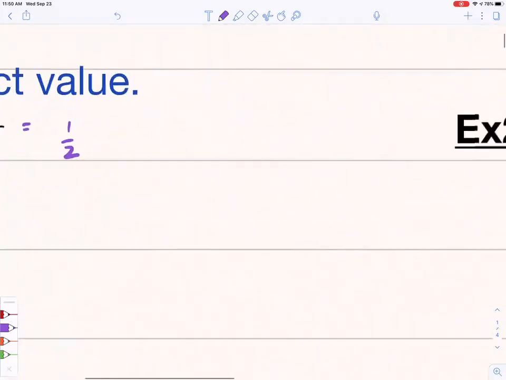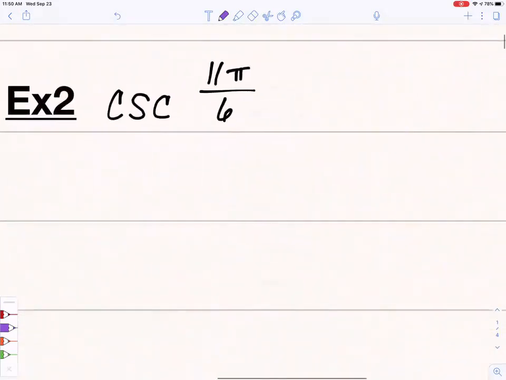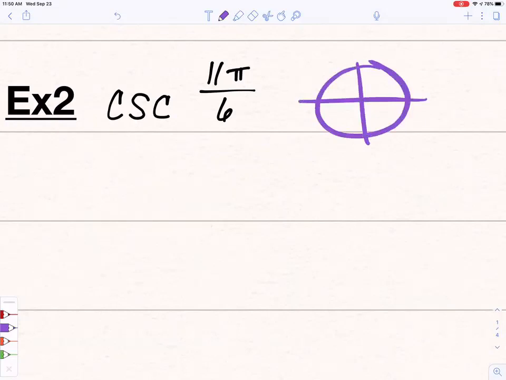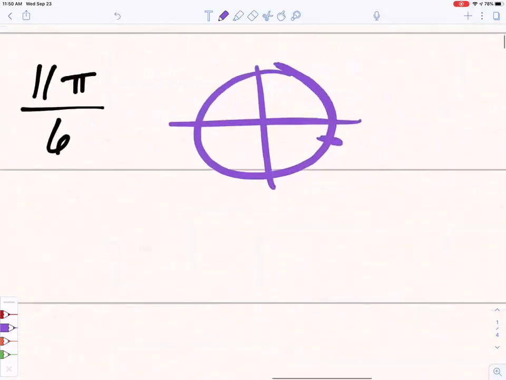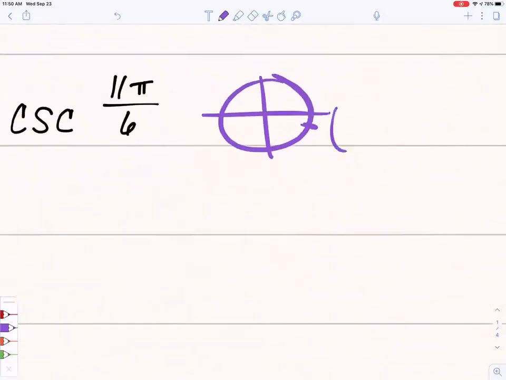So, okay, let's look at example 2. So what will we do first? Draw it. Where's 11 pi over 6? Fourth quadrant, where? The very last spoke, right before you get back to 2 pi. Okay, look at your longs and shorts. What's the coordinate? Root 3 over 2 is my x value. What's my y value? Negative 1/2.